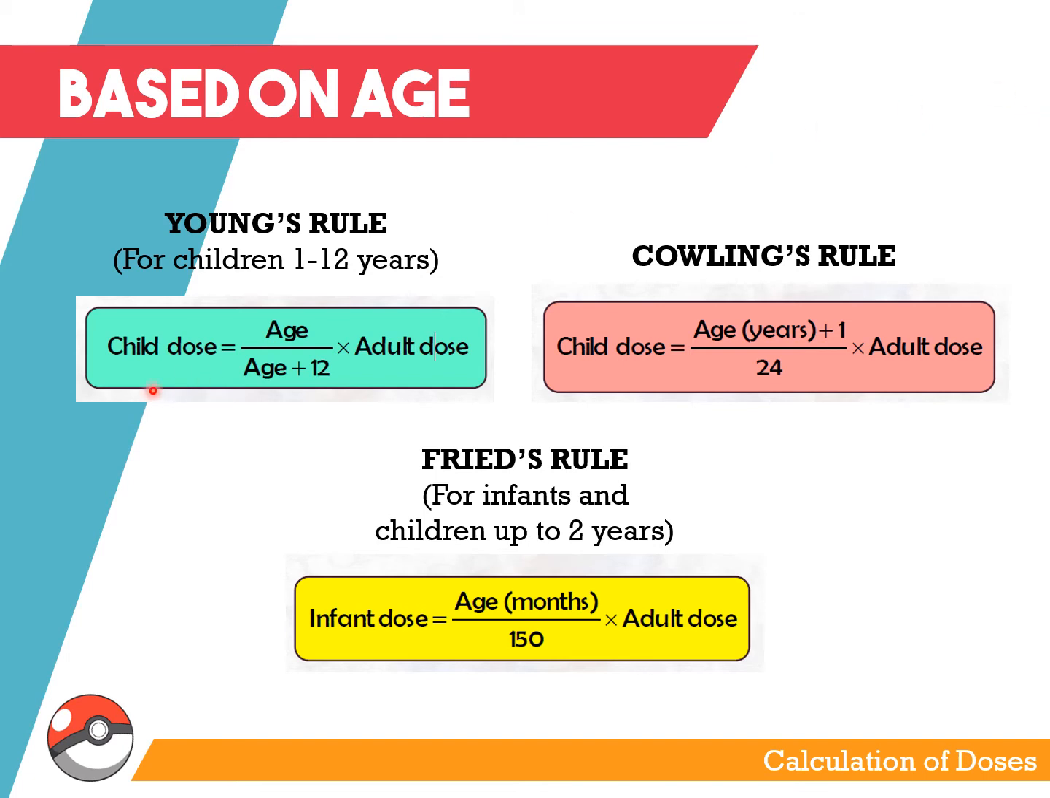For Young's rule, the child dose is equal to the age of the child over the age plus 12, where 12 is the usual or average age of a child, times the adult dose. For Cowling's rule, it is the age in years plus 1 over 24 times the adult dose. And for Fried's rule, this is used for infants and children up to 2 years. Instead of age in years, we use age in months: age in months over 150 times the adult dose.